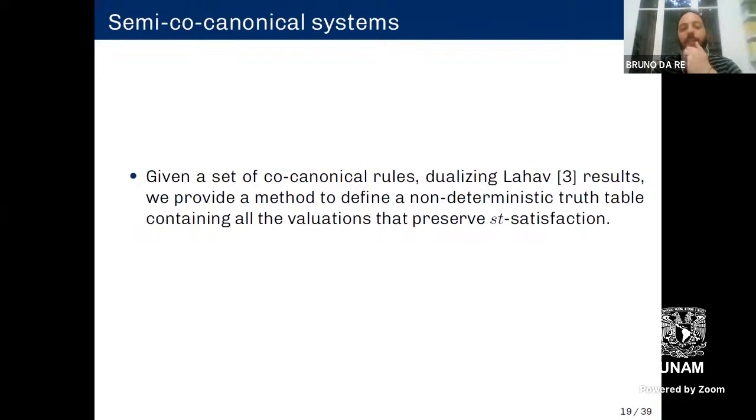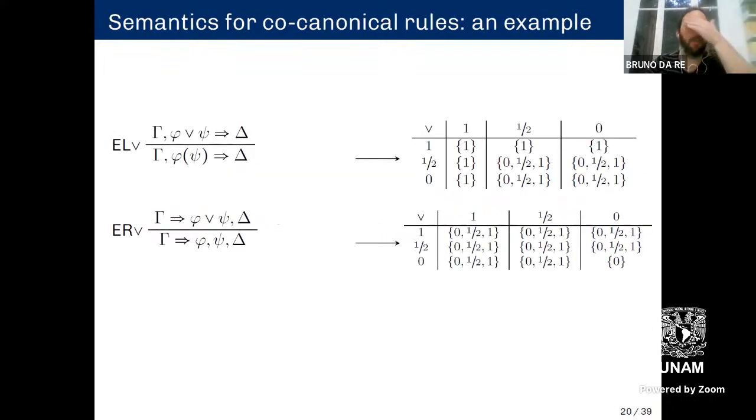So given a set of co-canonical rules, what we do is to provide a method to define a non-deterministic truth table containing all the evaluations that preserve ST satisfaction. So I will put the examples. Let's consider these two rules. These are the usual elimination rules for disjunction, right?